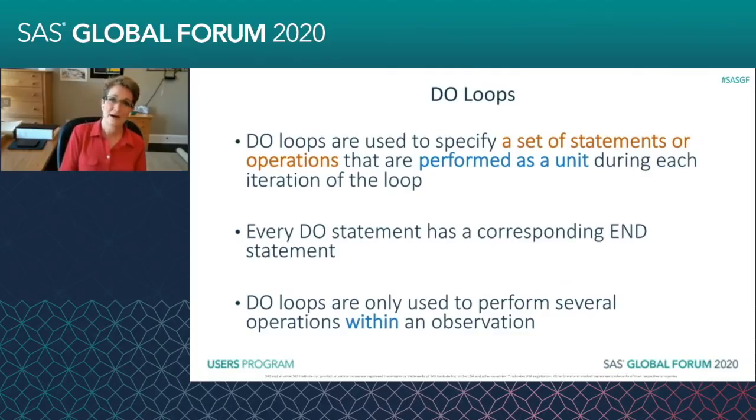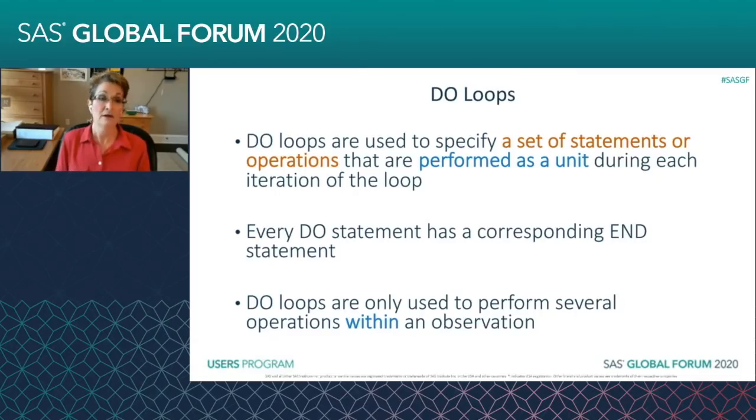Now, the do loop that we want to use is called an index do loop. Do loops are used to specify a set of statements or operations that you want to perform as a unit during each iteration of the loop. So you can perform multiple operations within a loop. You can reference multiple arrays within a do loop. Every do loop starts with the keyword do and has a corresponding end statement. If you forget the end statement, SAS is going to tell you that and stuff will not run.